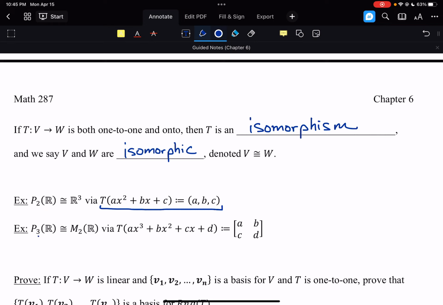Same thing, P3 going to M2. So a polynomial of degree three or less is transformed into a 2x2 matrix with real entries. Again, with the a, b, c, and d right here, this also forms an isomorphism, and we can verify by showing that it is 1-to-1 and onto.